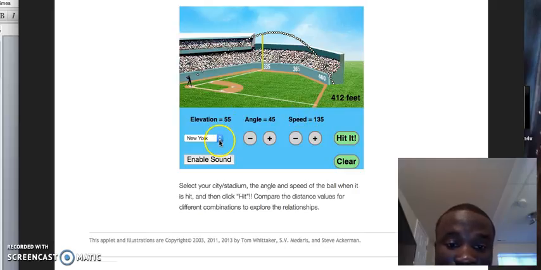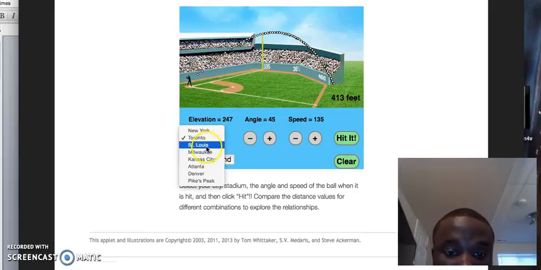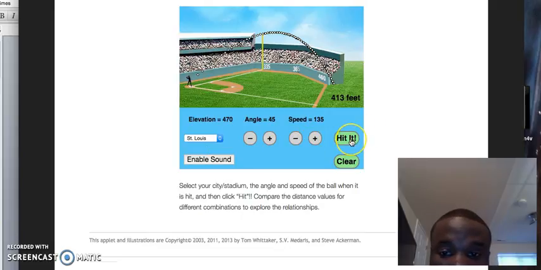But if I change the elevation and just go down to Toronto and keep the same speed, keep the same angle, and see what happens. It's pretty much the same thing. So I start to go into the higher elevation with this one, and remember, I always keep the same angle, and I'm just changing elevations. I keep the same speed, and I'm changing the elevations.